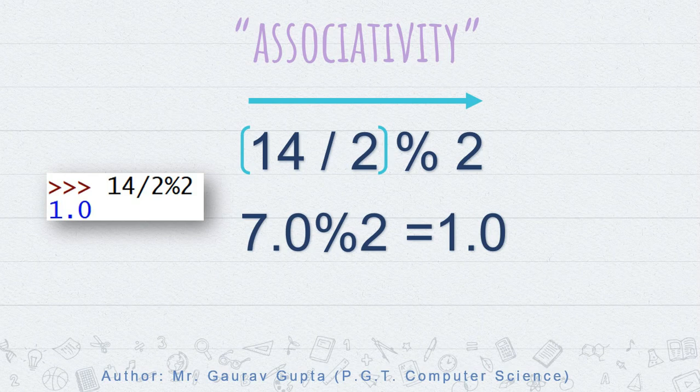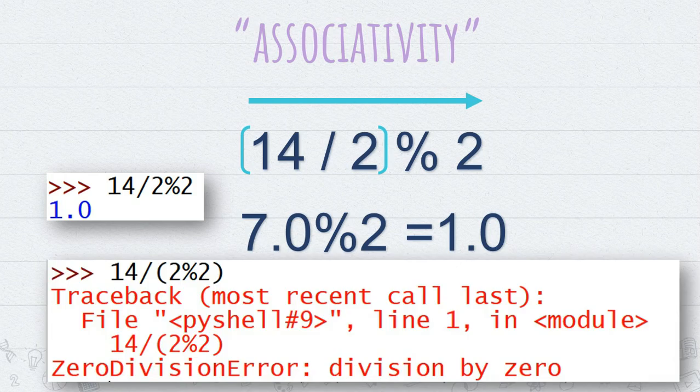But what will happen if you solve this from right to left? That means we try to solve 2 modulus 2 first. For doing so, I put 2 % 2 in parenthesis to solve it first. We know that remainder will be 0 if we divide 2 by 2, so 0 will be returned by 2 % 2. And then it will become 14 divided by 0, which will give you error division by 0. So this method is not correct.